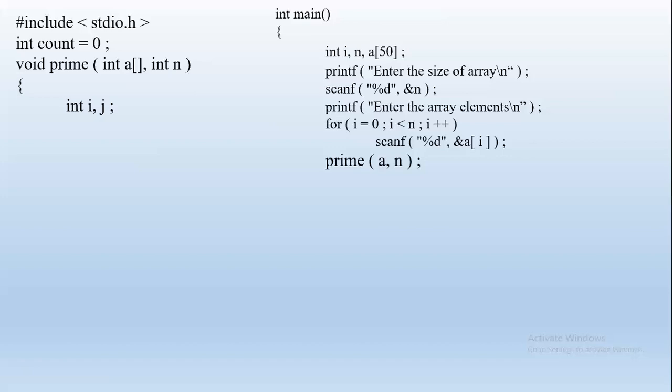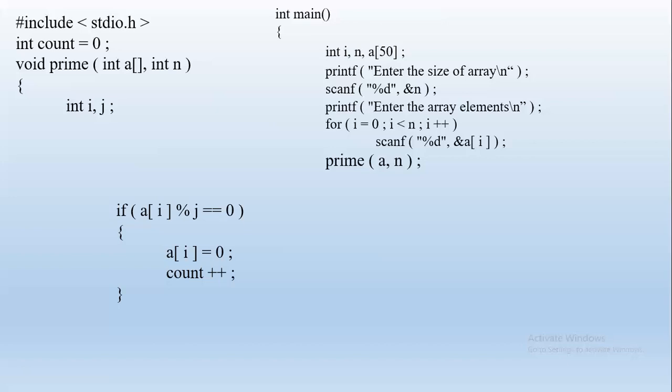i and j are the indexes for the for loops. First we have to divide each element of the array by 1, 2, 3 and so on. If i and j start from 0... sorry, j will be starting elsewhere. We need not divide by 0, because dividing by 0 will give us an error. If we divide by 1, anyway all numbers are divisible. So j we will start from 2.